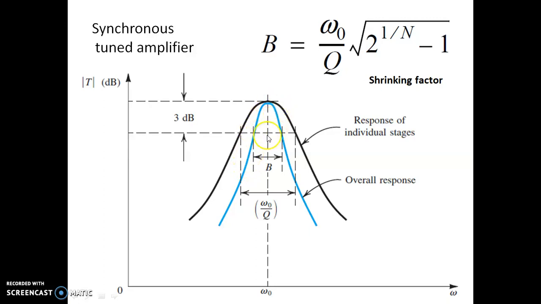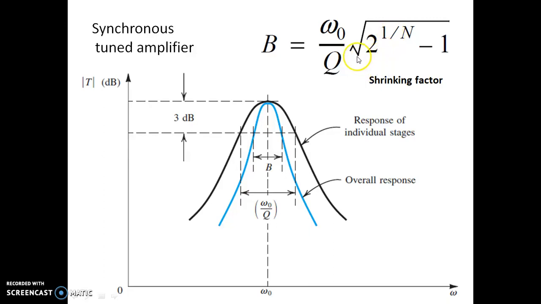So this is much more, having a larger Q compared to the previous one. You can see the earlier bandwidth was larger. Now you can see the resultant bandwidth is lesser. There is an expression for the resultant bandwidth, which is omega naught by Q and under root of 2 to the power of 1 over n minus 1.